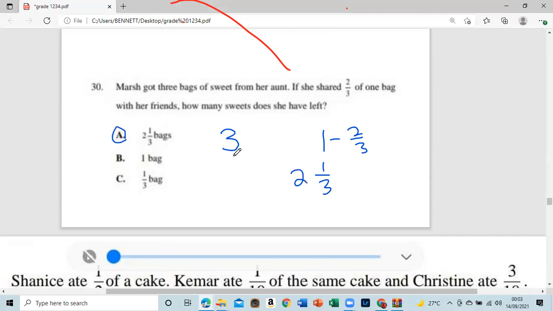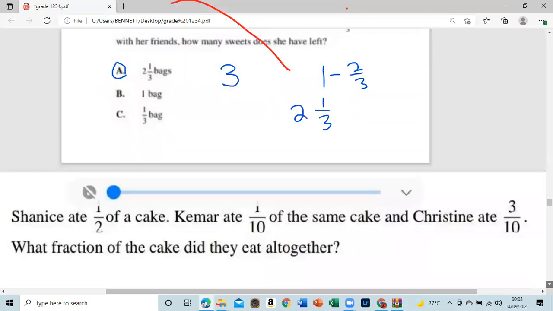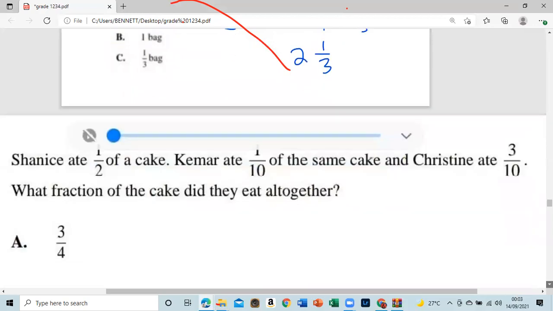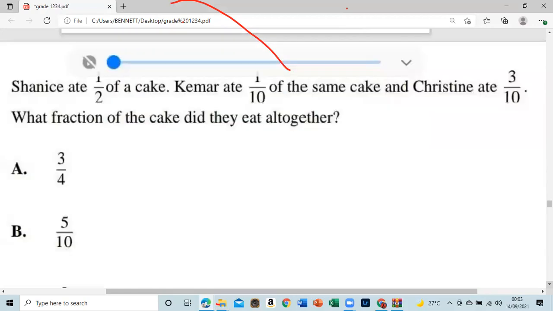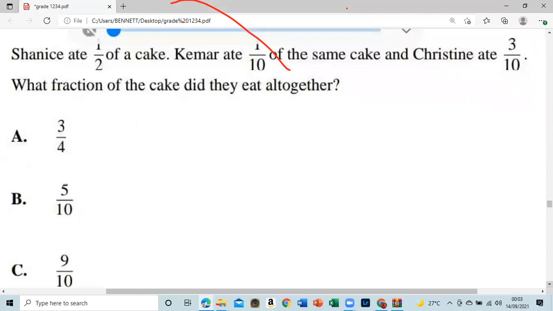Awesome. So my high school students need to get this question. Shanice ate half of a cake. Kimar ate 1/10 of the same cake. And Christine ate 3/10. What fraction of the cake did they eat all together? Together, let's see. 9/10, that's all. I'm going to add them now.